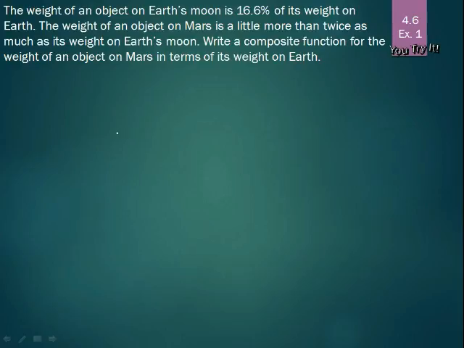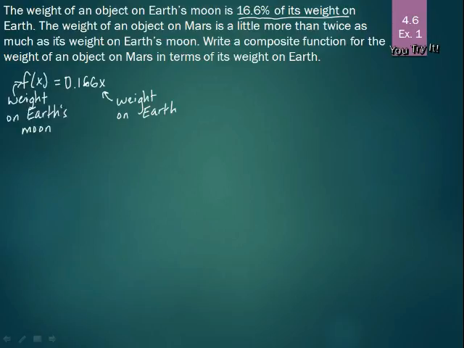Okay, so let's go step by step and figure out what information they're telling us. First, the weight of an object on Earth's moon is 16.6% of its weight on Earth. That relationship basically means 16.6% of something, which is just the decimal form multiplied by the weight on Earth. The decimal form would be 0.166, the percentage with the decimal moved over to the left twice, times x, where x is the weight on Earth. That's going to equal the weight of an object on Earth's moon. We'll call that f of x.